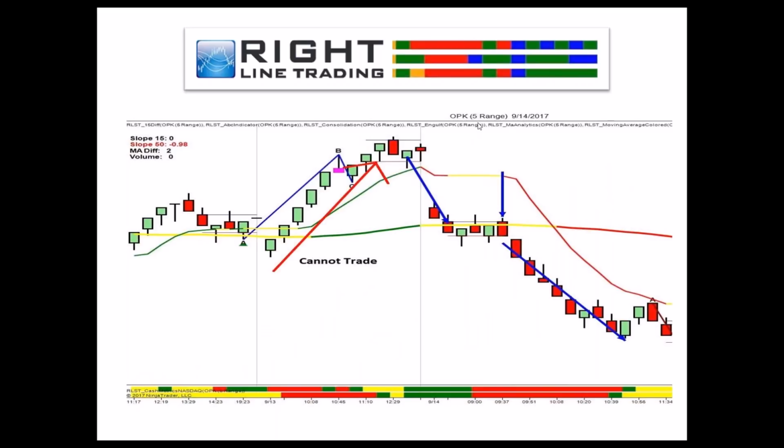Now here's Opco Kinetics. You can see it gapped up, and then once the market opened, it gapped back down. Gapped down, and then rolled to the downside. So you have the gap up, the market opened, fell right to the downside, and then rolled to the downside.